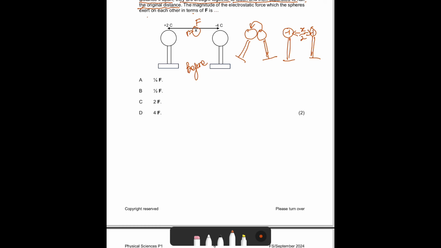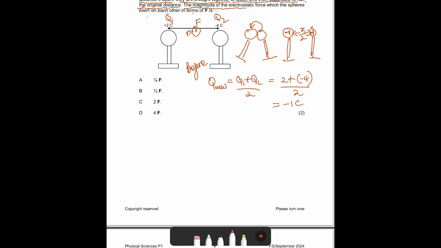So let's calculate the new charges. There's a change in the charges, so we calculate Q new, which is going to be (Q1 plus Q2) over 2. Let's say this one is Q1 and this is Q2, so it's going to be 2 plus negative 4 divided by 2, which is negative 1 coulomb. So that's why I said it's going to be negative 1, negative 1. The charges now have changed to that.